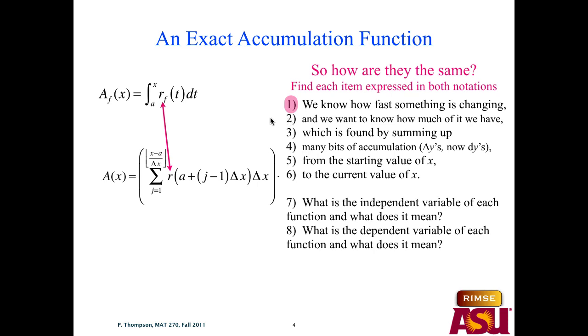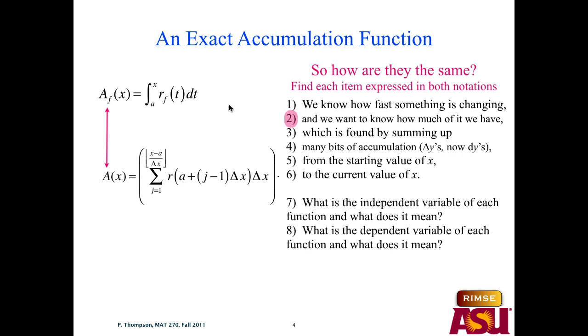But we want to know how much we get out of that. So we take all of our accumulation, add it together, and so forth. But this end result is how much of something we've accumulated, whether it's exact or approximate. So we start from a rate function. We want an accumulation function, which is the brief way to say 1 and 2.